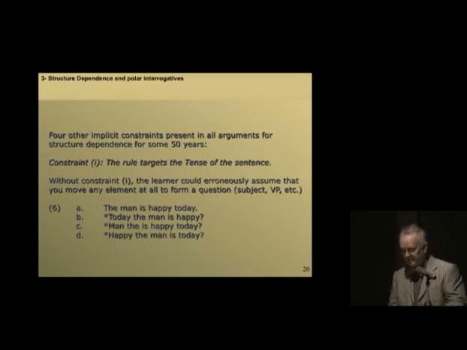The first constraint is that the rule targets the tense of the sentence. Why is that? We still don't have an answer. Without constraint 1, the learner could erroneously assume that you move any element at all to form a question.